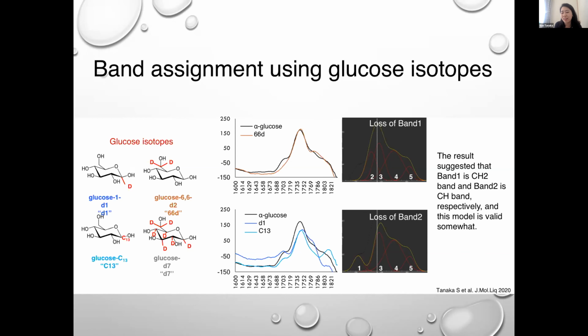Research by other researchers showed that glucose alpha and beta are different in their relationship with water. This researcher showed that water on alpha glucose is more stable than on beta glucose. And the position they suggested is the oxygen on the link, the carbon.